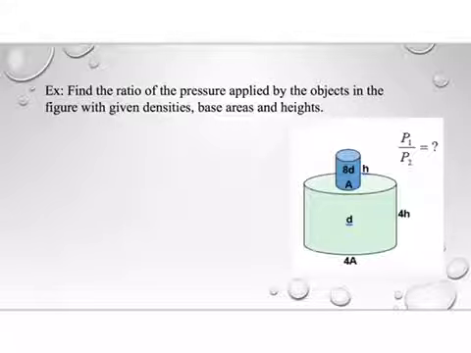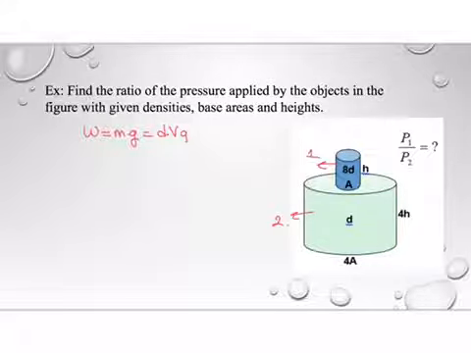Another example: find the ratio of the pressure applied by the objects in the figure with given densities, base areas, and heights. Now the densities and the heights are given, so I'm going to find the weight of the objects. Let's say this is object 1 and this is object 2. The weight of the object is equal to mass times gravitational acceleration. Mass is equal to density times volume of the object. And volume is equal to base area times height of the object.